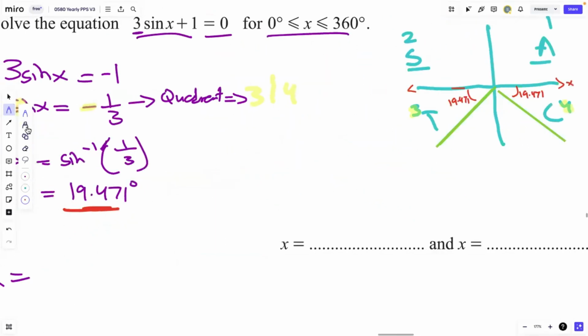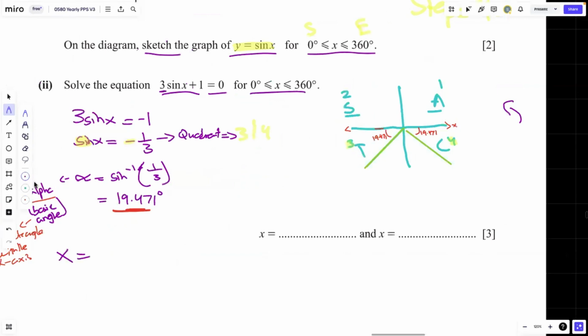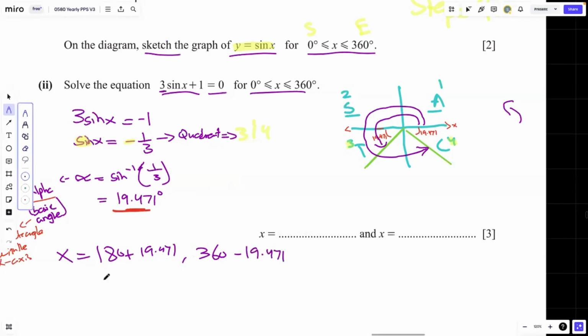And now we can find out the x angle. So the first x angle is just going to be 180 because this entire angle is going to be 180 till here and the angle till here. So that's 180 plus 19.471, comma. The other angle is going to be, I'm going to stop at the second line this time around. That's 360 because the entire circle is 360. So that's 360 minus 19.471. And then we can have the answer using the calculator. That's 180 plus 19.471.